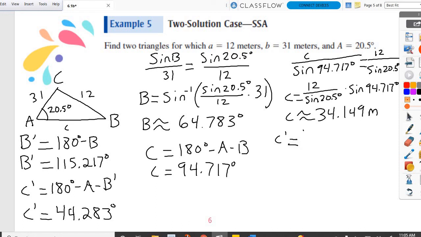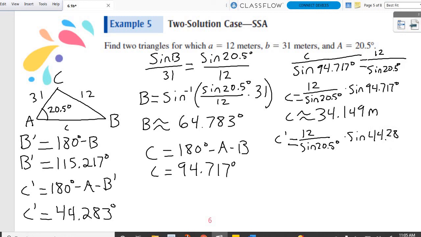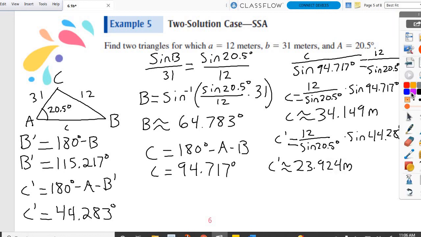So when I multiply, my A ratio would stay the same, which is now we're going to multiply by sine of the 44.283 instead. 23.924. So C prime is approximately what? 23.924, about 24. And again, we are in meters.